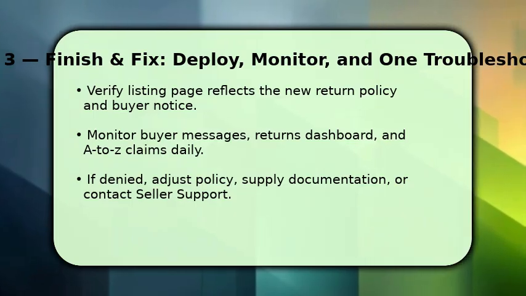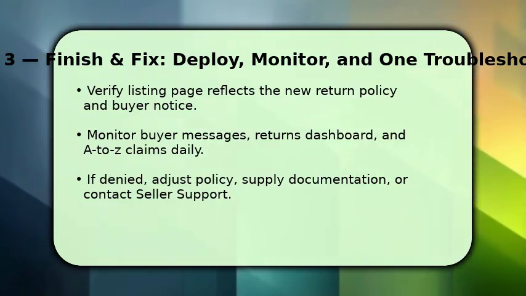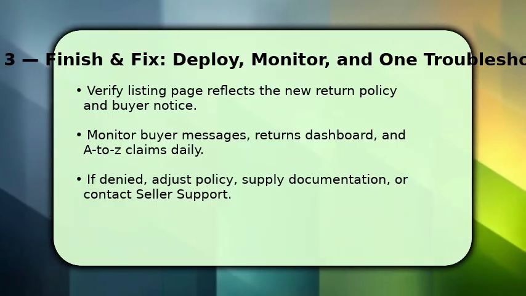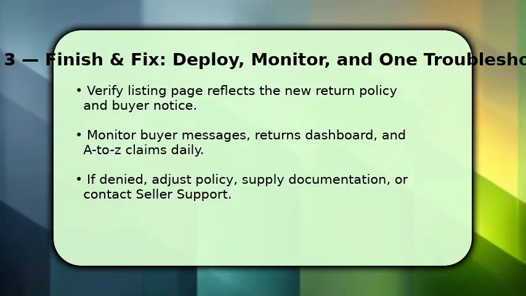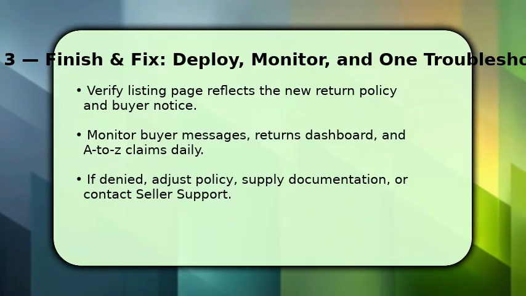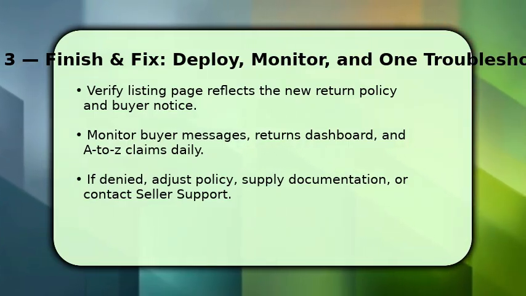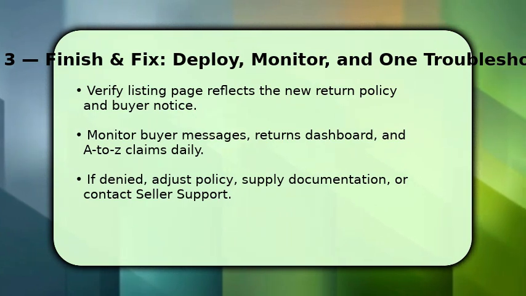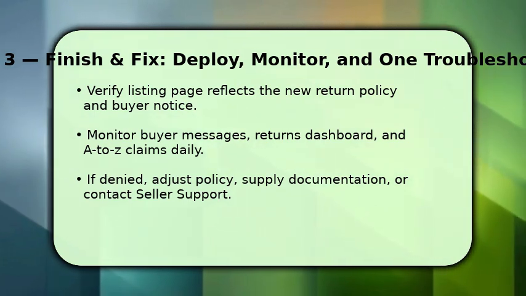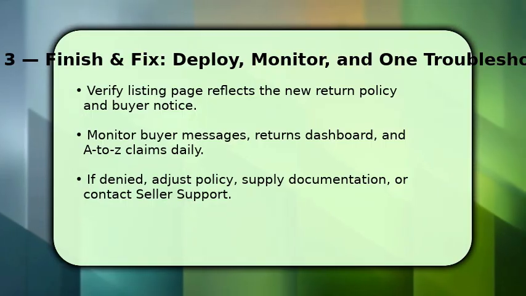If Amazon rejects the change, review the denial reason, attach supporting documentation, and resubmit or open a case with seller support. One key troubleshooting tip: if buyers still can return, double-check fulfillment channel rules. Fulfillment by Amazon often overrides seller return settings and requires different steps.